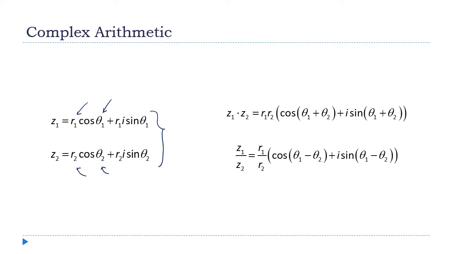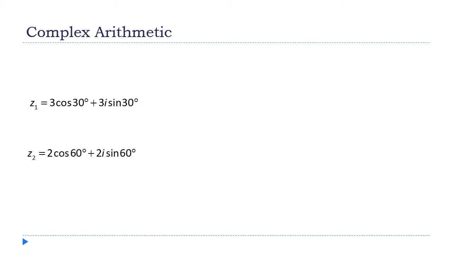But it turns out if we have them written in this polar version, there is a much quicker way to do this. To multiply the numbers, all I have to do is multiply their r values and add their angles. And to divide them, all I have to do is divide their r values and subtract their angles. And that's all there is to it. So let's look at an example. I already have the numbers written in their polar form.